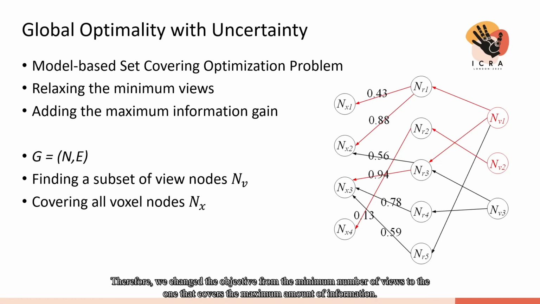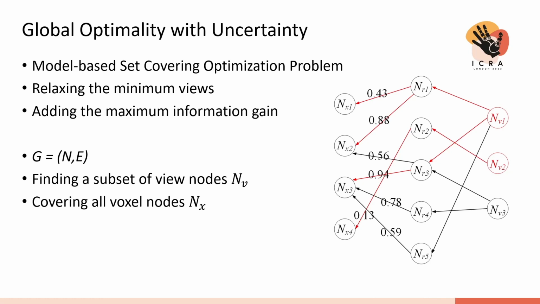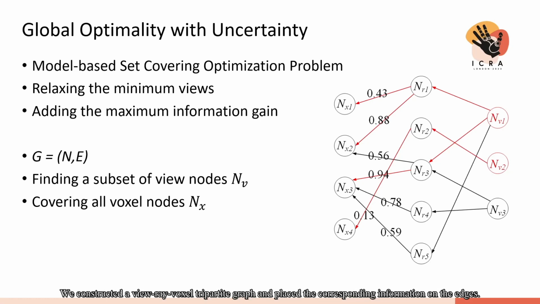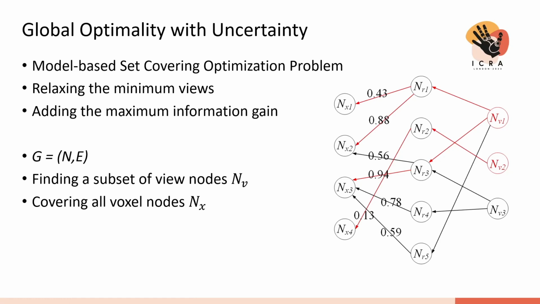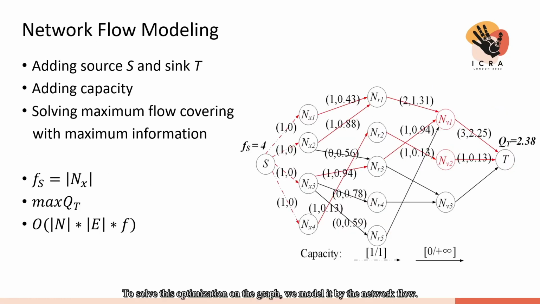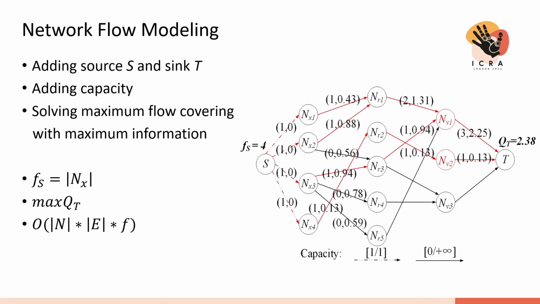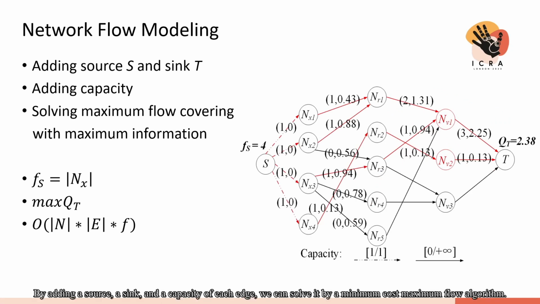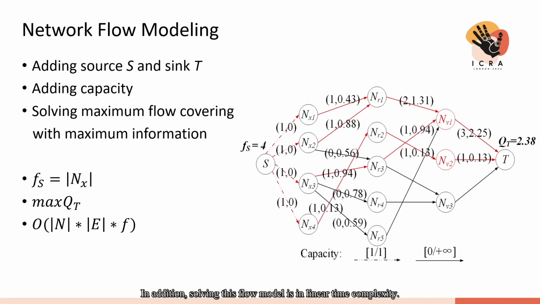Therefore, we change the objective from the minimum number of views to the one that covers the maximum amount of information. We constructed a view ray voxel tripartite graph and placed the corresponding information on the edges. Here is an example of using 2 views to cover 4 voxels with the maximum amount of information. To solve this optimization on the graph, we model it by the network flow. By adding a source, a sink, and a capacity of each edge, we can solve it by a minimum cost maximum flow algorithm. In addition, solving this flow model is in linear time complexity.